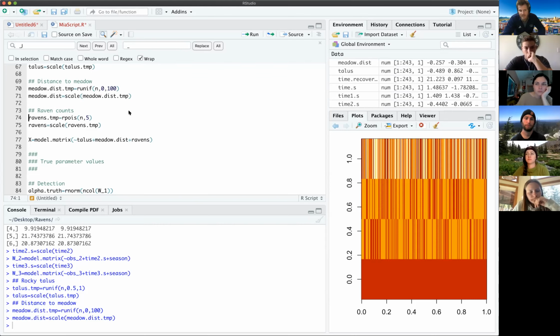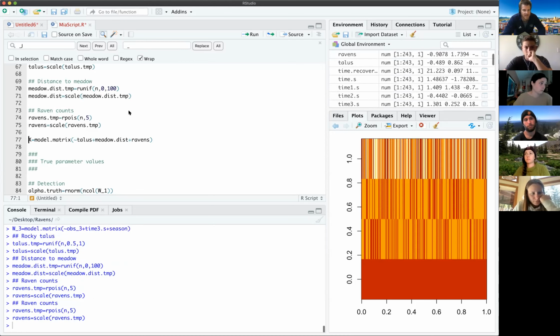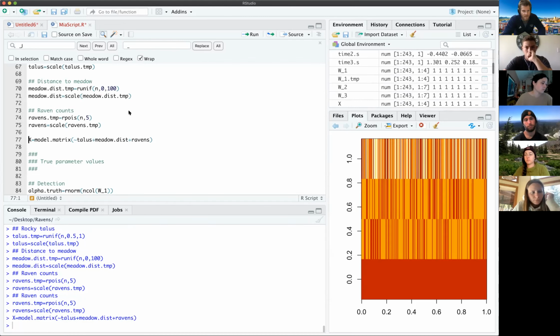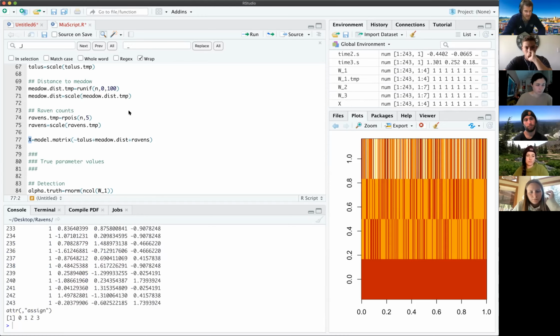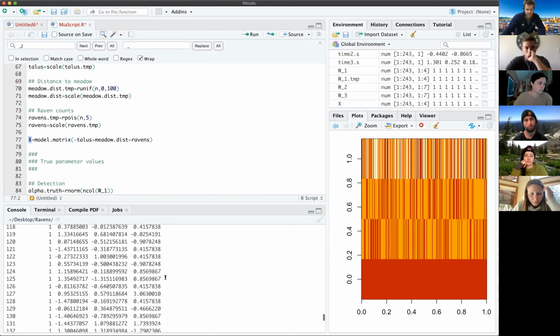So we also collect data on how many ravens are out there. We have count data, so we can simulate this from a Poisson with an expected value of about 5. And then we have our covariate, our design matrix X for our occupancy probability.